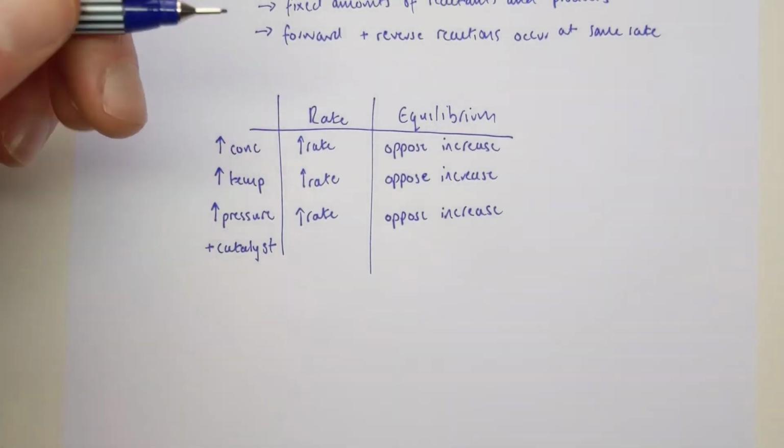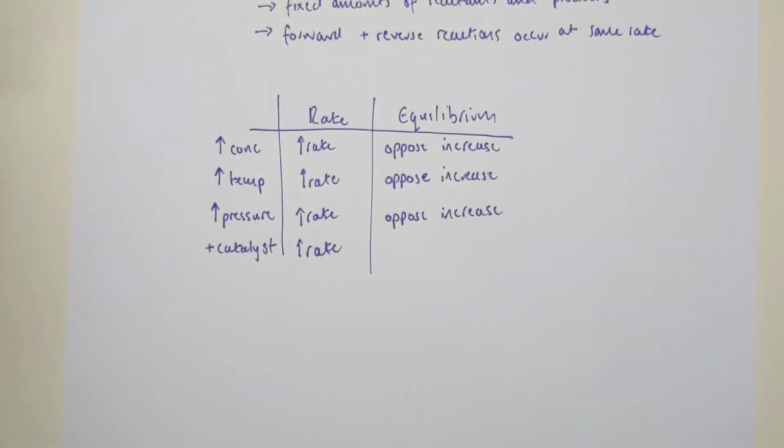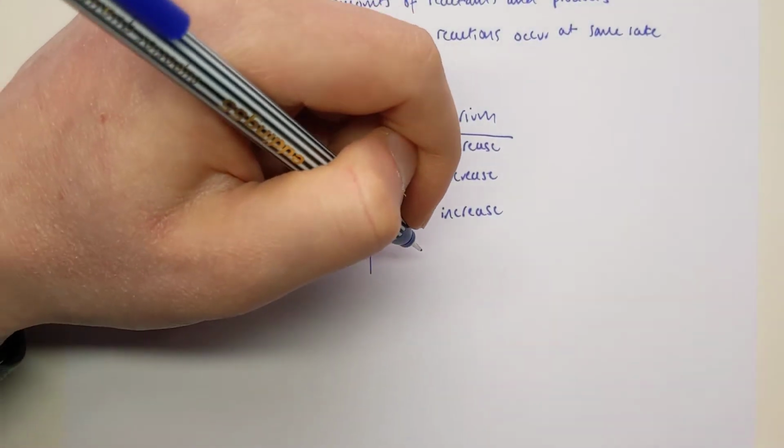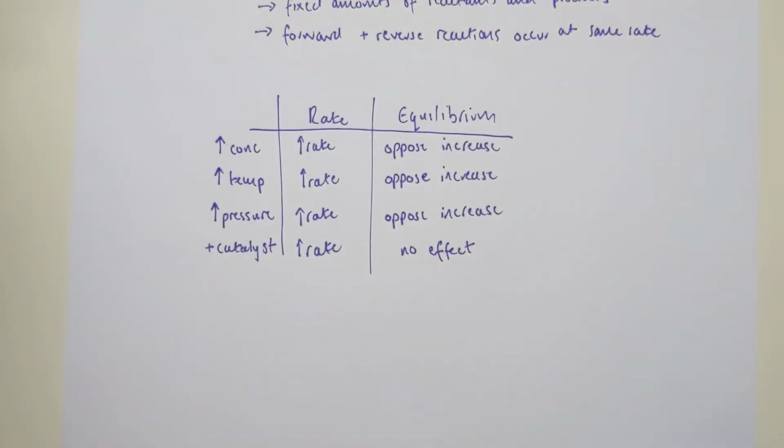Final bit a little bit different. A catalyst will always again increase rate, and it'll increase the rate of both forward and reverse reactions if it is a reversible process. However, with equilibrium, a catalyst has no effect because whilst the rate is increasing, both the forward and reverse reactions are increasing by the same amount, therefore there's no change in position of the equilibrium.